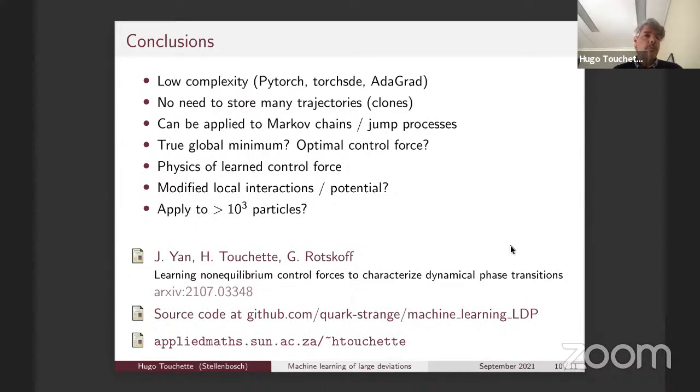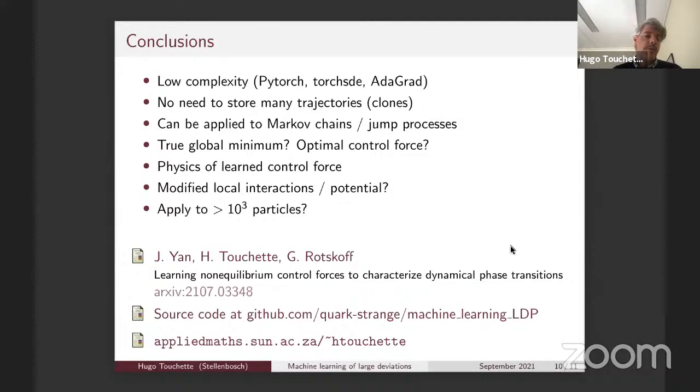So for the active Brownian particle system, especially, my collaborators are looking at characterizing the learned control force, which is the optimal control force that will generate fluctuations, trying to see if that force is local in any way, if it changes only the interacting potential, or whether it changes also the active part of the drift there.